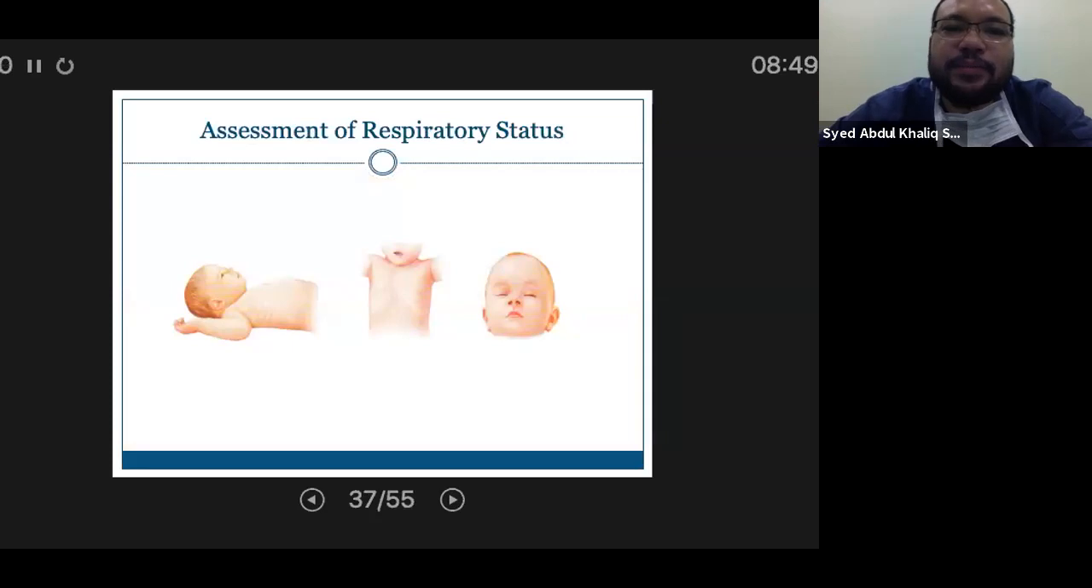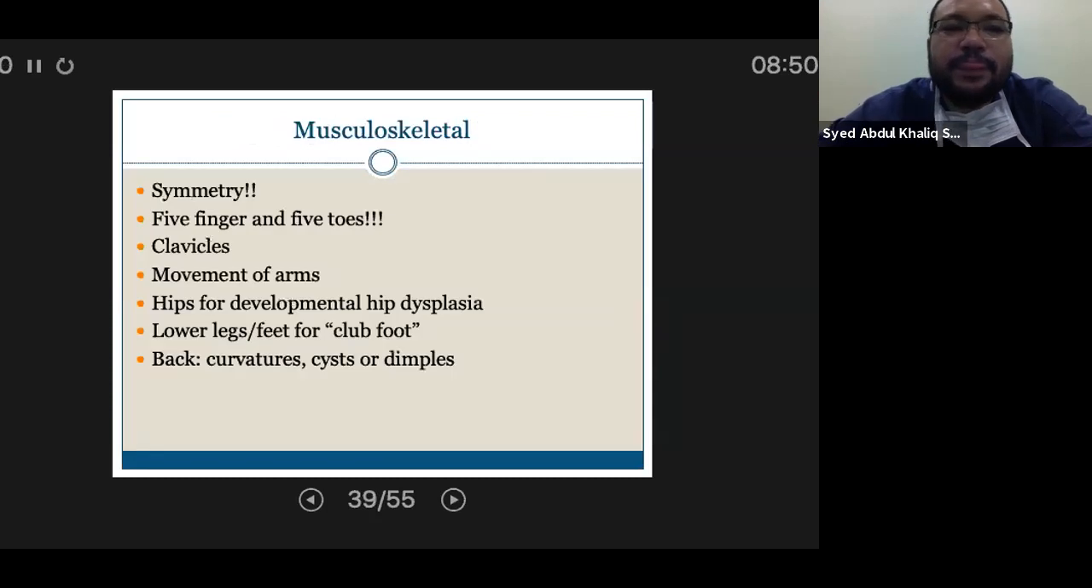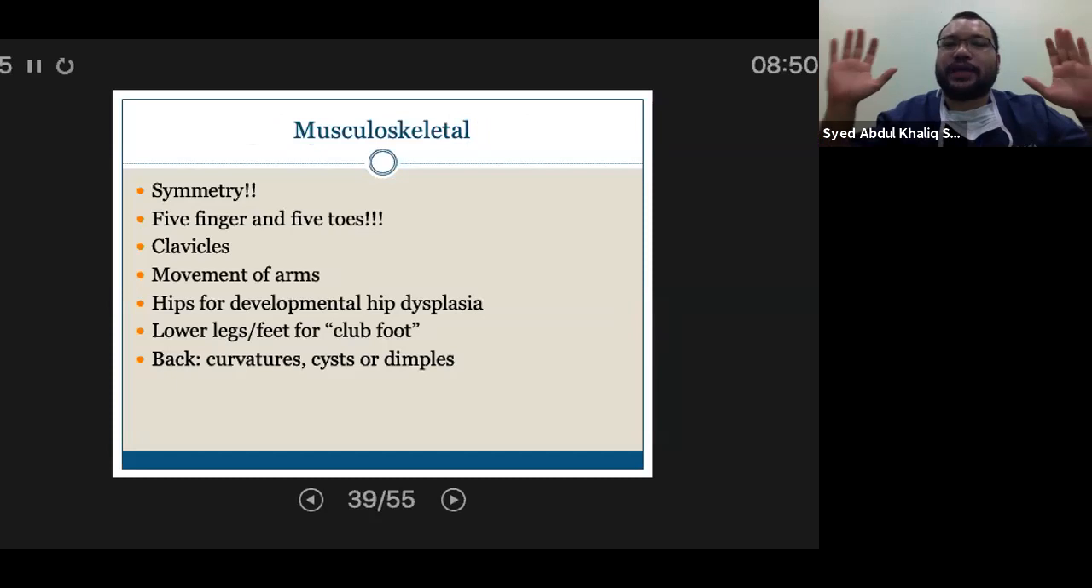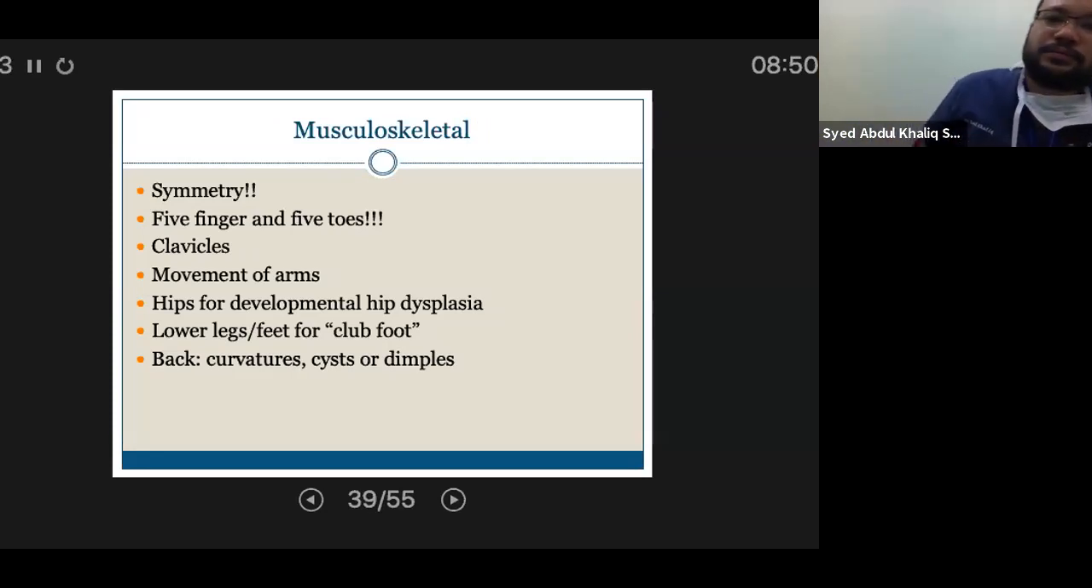Again, assessment of respiratory status: you look at the chest, the chest size and so on. Brachial pulses and femoral pulses, you need to compare. Musculoskeletal, again, you look at symmetry. The baby should move, not all at the same time, meaning it should move all 4 limbs in a symmetrical manner.